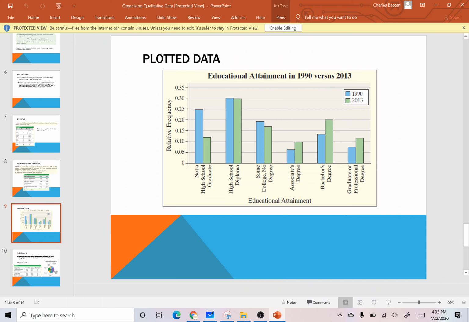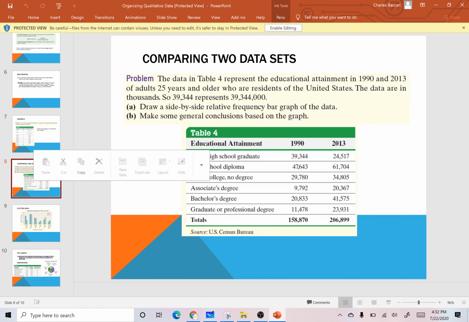Obviously, the blue ones are the ones from 1990, and the other ones are from 2013. And so we can look at them, and let's make sure we know.